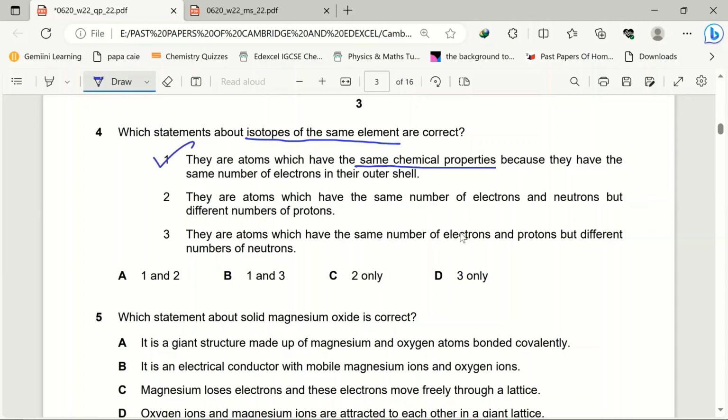They are atoms which have the same number of electrons and neutrons, but different number of protons. That is not true. They have the same number of protons and electrons, but different number of neutrons. This is not true. They are atoms which have the same number of electrons and protons, but different number of neutrons. That is absolutely correct. So statements 1 and 3 are the only correct answer. 1 and 3 is B.